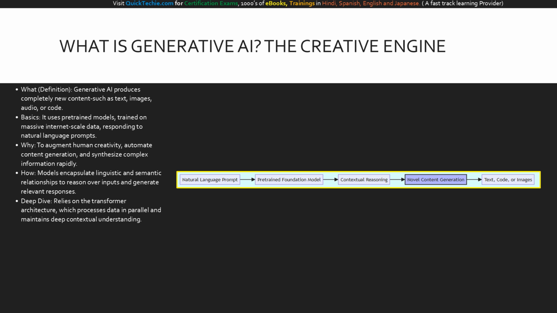Unlike traditional models that require raw numerical data, this workflow begins on the left with a natural language prompt. You speak to it just as you would a colleague. This prompt flows into a pre-trained foundation model, which utilizes contextual reasoning to understand the nuance of your request. The system then moves to novel content generation highlighted in blue. Finally, it outputs something entirely new, such as a drafted email, a block of software code, or a marketing image. It is an engine of creation, not just an engine of analysis.